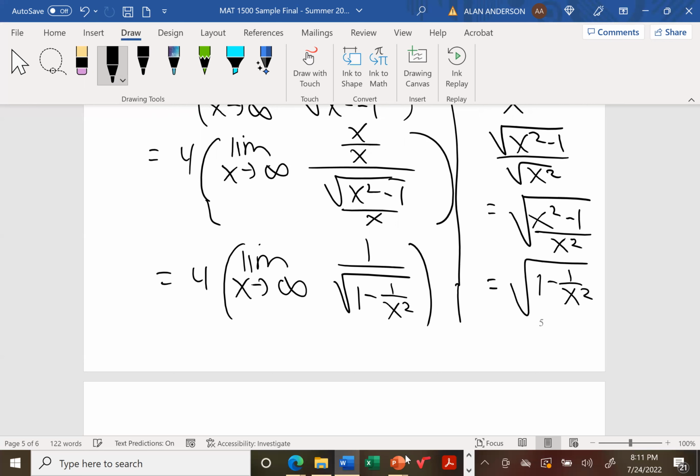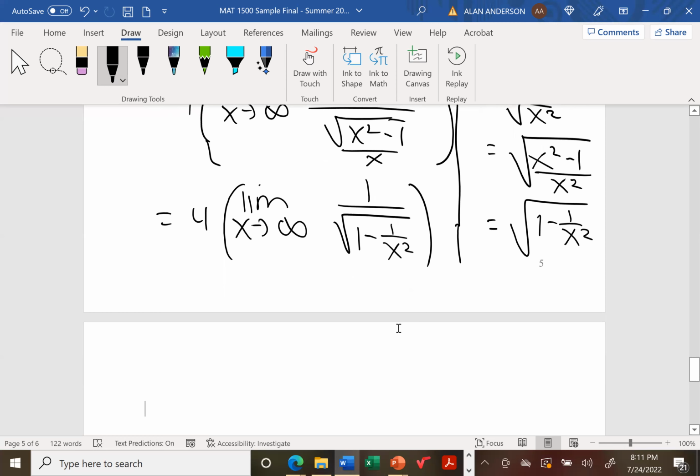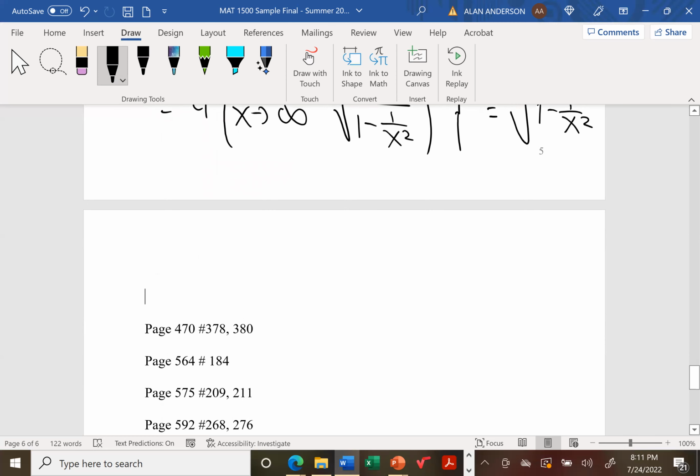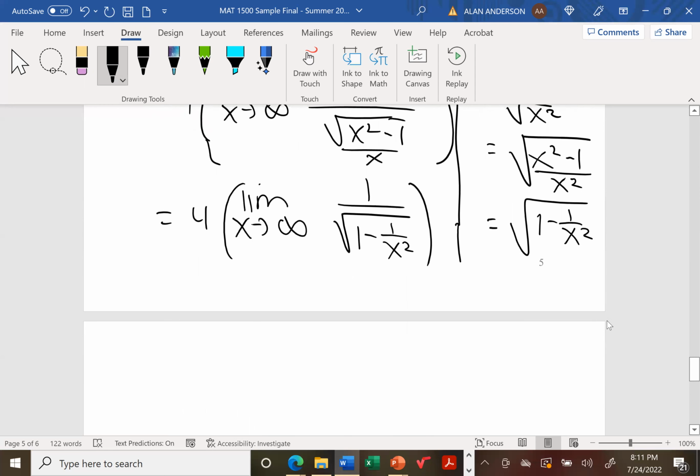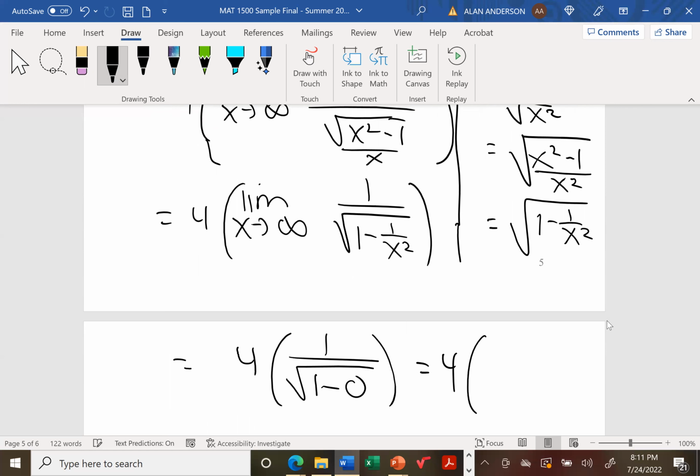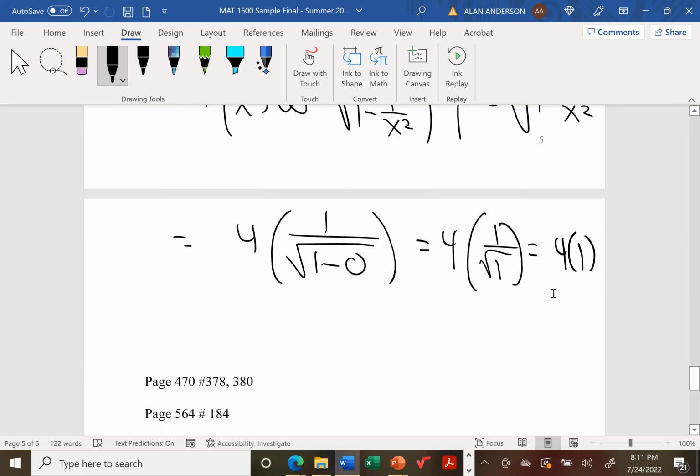And you might say, well, what in the world did we just accomplish? Well, remember, if you plug in infinity for that x, the limit of 1 over infinity is 0. So all of a sudden, we're all set, because you've got 4 times 1 over radical 1 minus 0. And you're done. You've got 4.